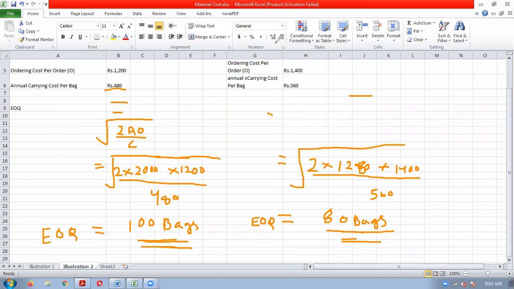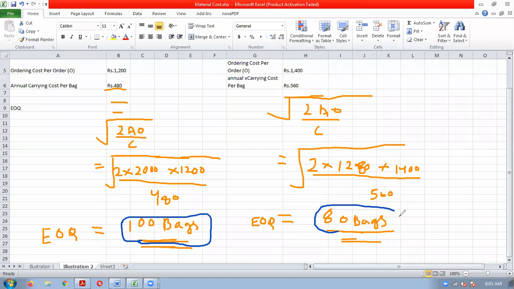Whenever you place the order with the supplier, you will have to place 100 bags for Super Grow and 80 bags for Nature's Own. So this will be your optimum order size, at which your ordering cost and carrying cost will be minimum. Everybody note this illustration.